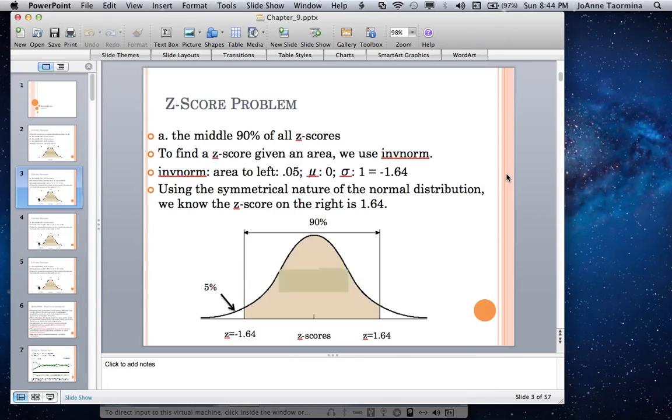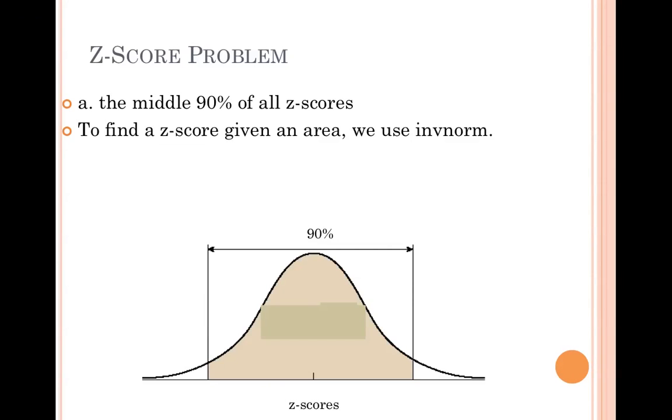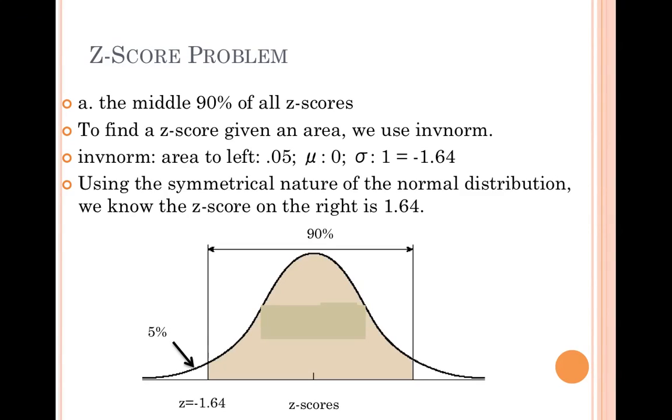And the last thing I wanted to state in this slide is because the bell curve is perfectly symmetrical with respect to z-scores, because we have negative z-scores on the left side of center and positive z-scores on the right side of center, the z-score on the other side that cuts off the top unshaded tail from the middle 90% must be positive 1.64. So we have a negative 1.64 on the left side and a positive 1.64 on the right side. So the two z-scores that cut off the middle 90% of area are negative 1.64 and positive 1.64.